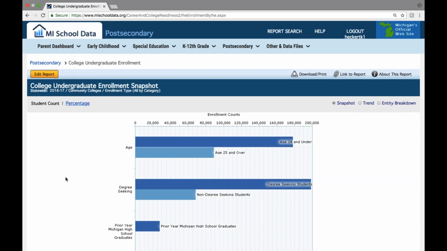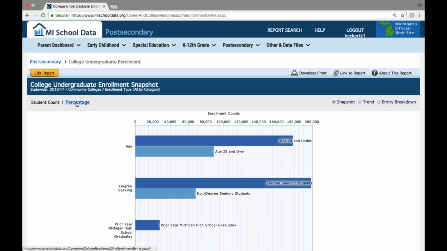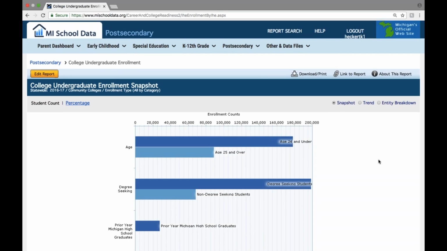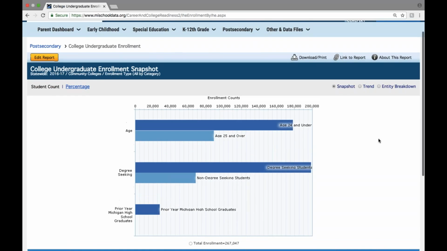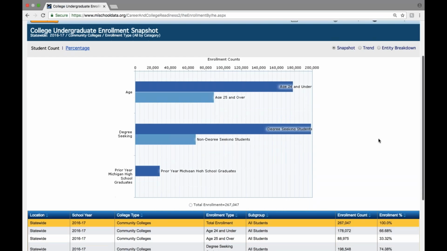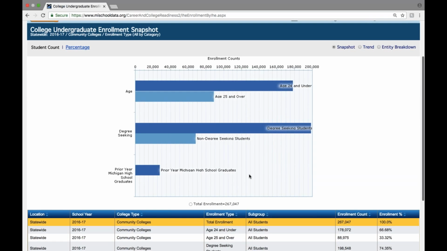Other features you could use are student count and percentage, which you toggle back and forth. We'll jump to trend data and exactly what entity breakdown is in a second. All My School Data reports will typically give you the chart and the data table underneath. The chart is interactive to a certain degree. Nearly all of our charts have hover overs, and some, as we'll see, you can drill down into to get more information.